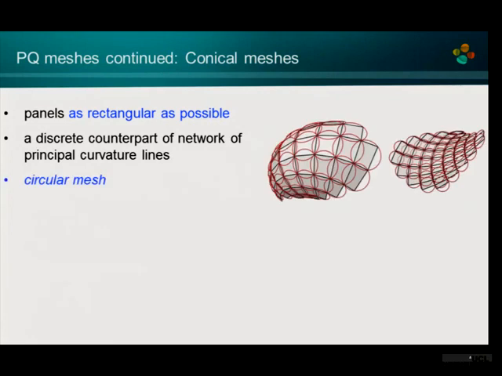And I mentioned two of them which are interesting. One is the so-called circular mesh. A circular mesh is a quadrilateral mesh where each face has a circumcircle. So you see it very clear here. And the other one, which is for architecture even more interesting, is a so-called conical mesh.